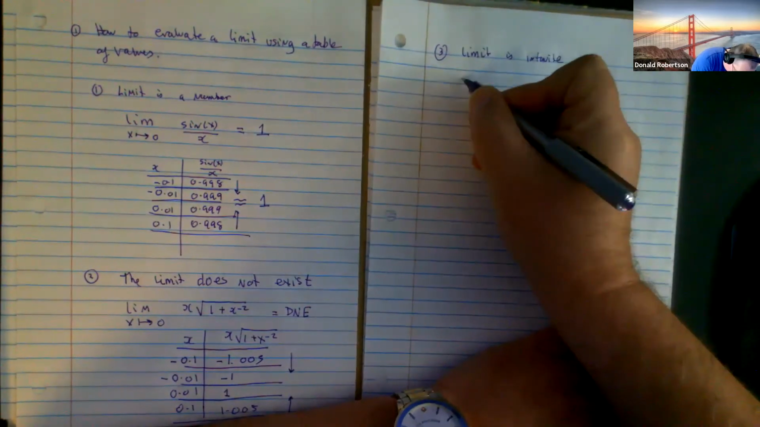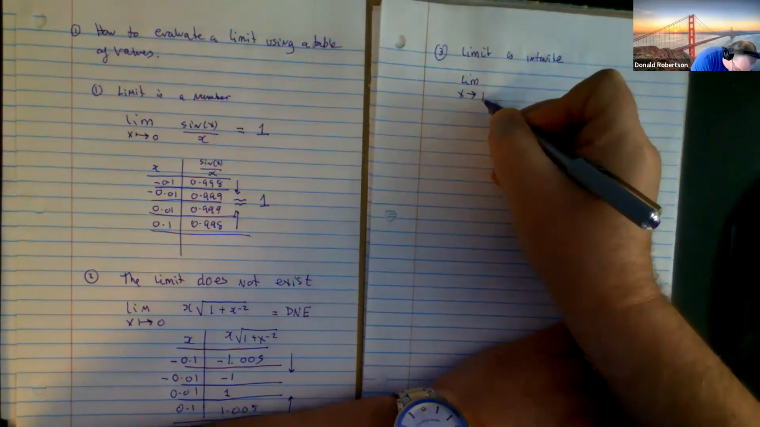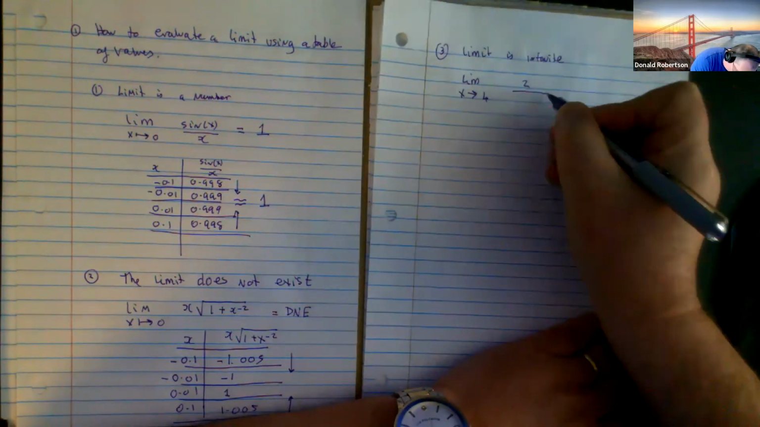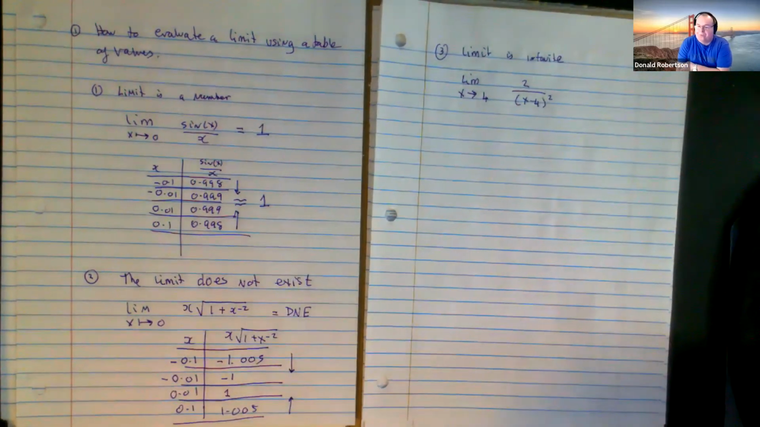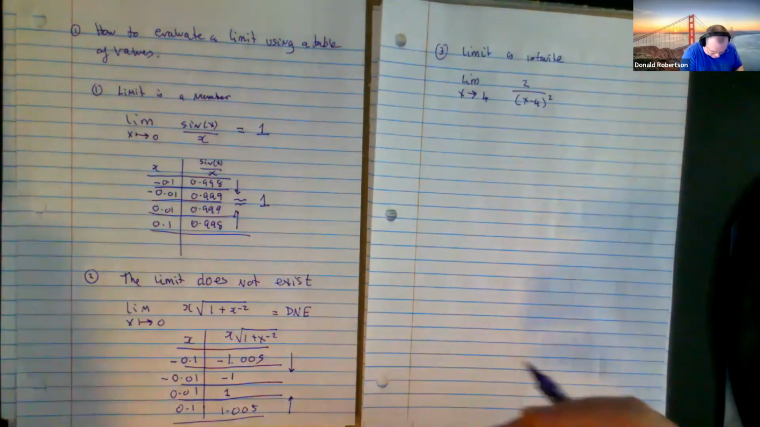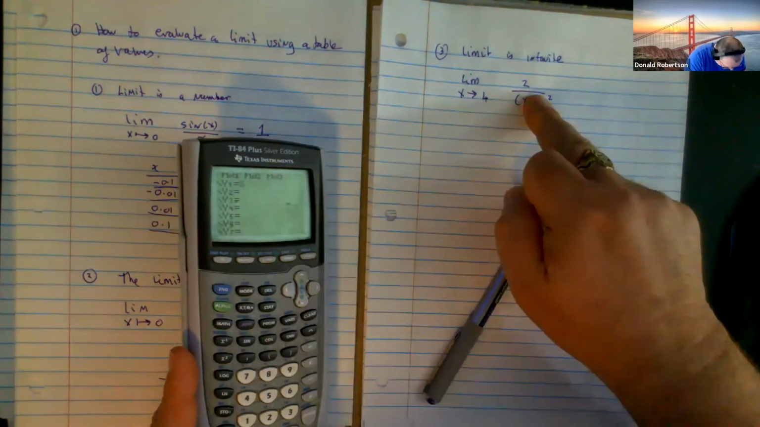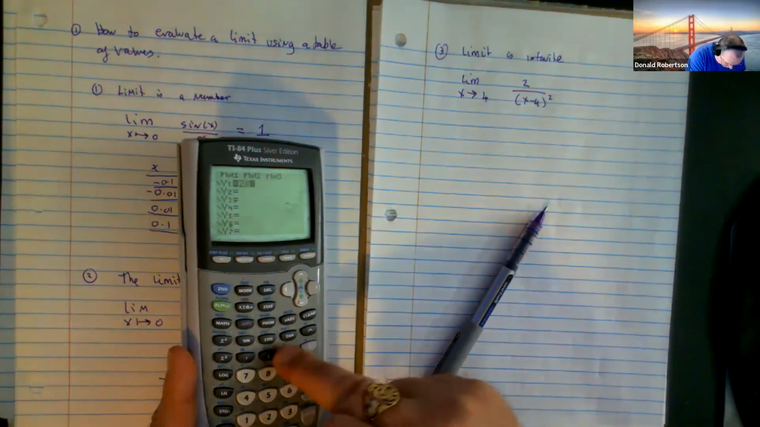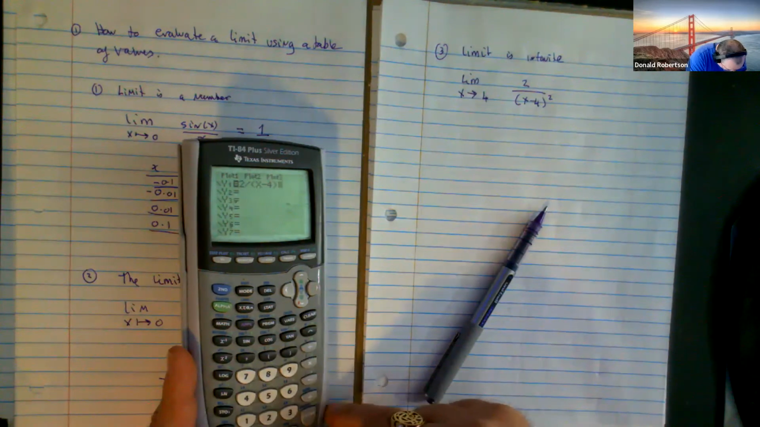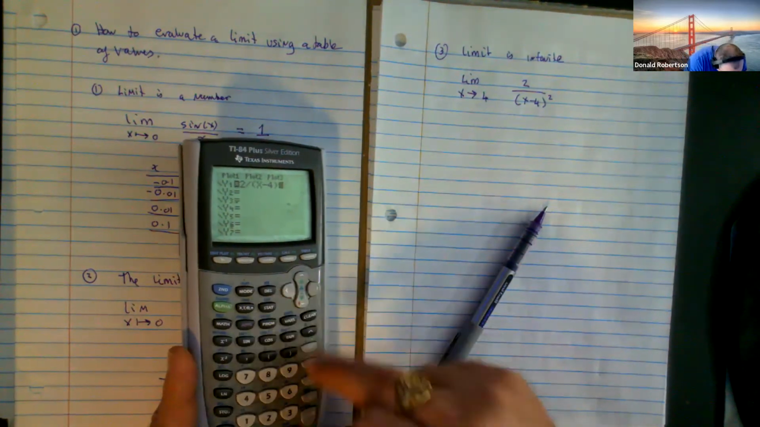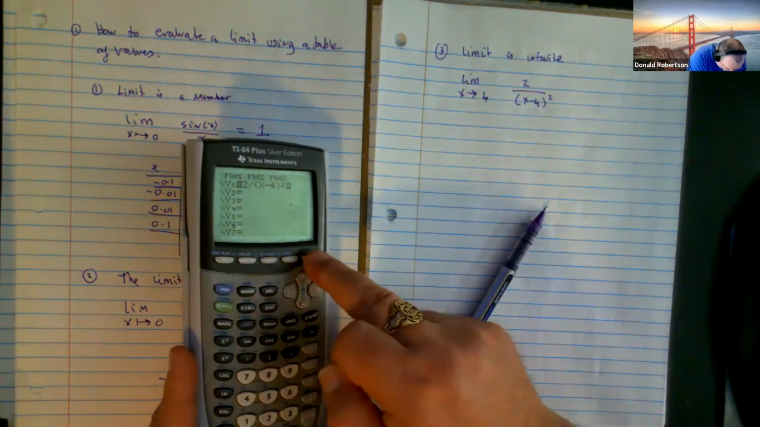So an example of that would be the limit as x tends to 4 of 2 over x minus 4 squared. At y equals, take that guy in. So it's going to be 2 divided by a bracket, x take away 4, close the brackets, and square. Oops, didn't hit square. Square. That's set up, so I'll just go here.